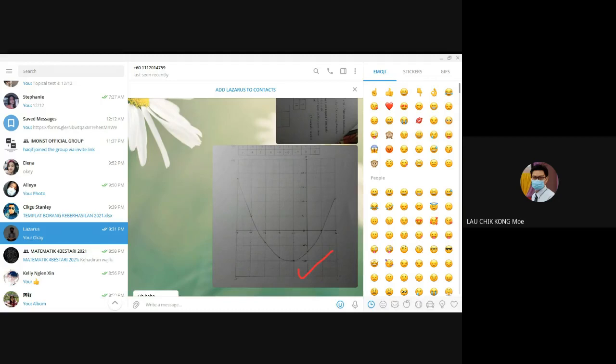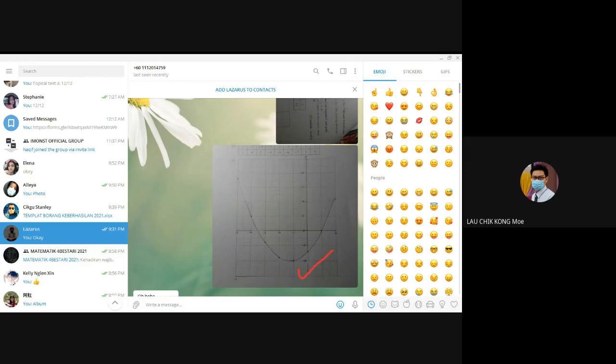Negative 3, 4. Okay, correct. Okay, tapi mesti tepat negative 3, 4. Adakah ini 2 beta? Saya tak nampak jelas. And then negative 2, 9. Okay. And then negative 1, negative 10. And 0, negative 7. Correct. 0, 1, 0. Correct. And 2, 11.